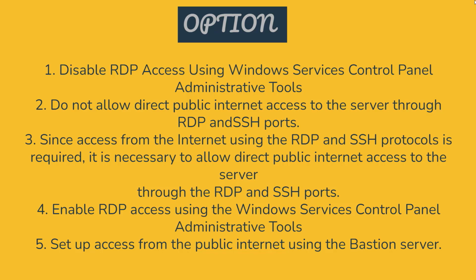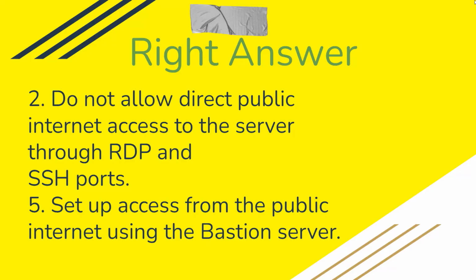4. Enable RDP access using the Windows Services Control Panel, Administrative Tools. 5. Set up access from the public internet using the Bastion server. Right answer is 2. Do not allow direct public internet access to the server through RDP and SSH ports. 5. Set up access from the public internet using the Bastion server.